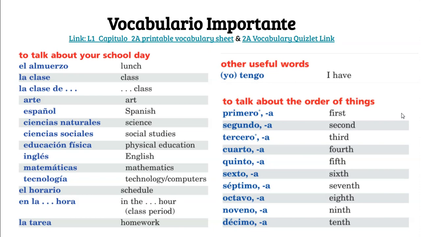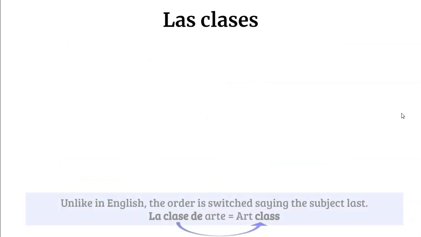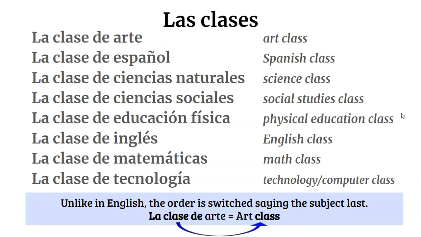This is the vocabulary that you have in your chapter that we will review. First, let's review las clases. There are 8 classes outlined in this chapter that you will have to memorize. Most of these are cognates. Remember that cognates look similar in English and in Spanish based on their pronunciation and their spelling and their meaning.